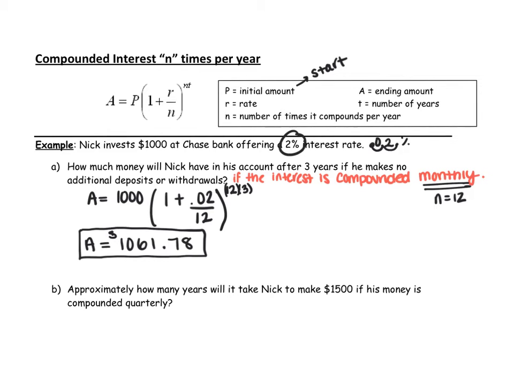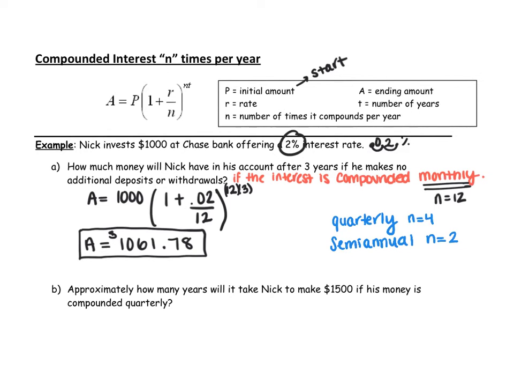Just another couple of notes here. Instead of monthly compounding interest, you could get quarterly interest. And think of the 4 quarters that you have for marking periods. Quarterly interest would mean 4 times a year. You could have semi-annual interest. And semi-annual means twice a year. Semi meaning half, right? So 2 times a year.